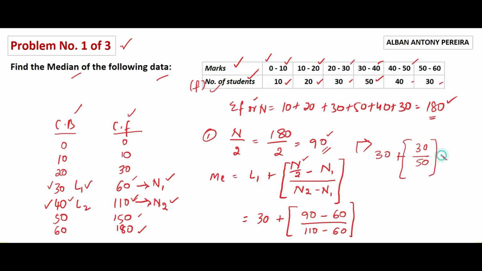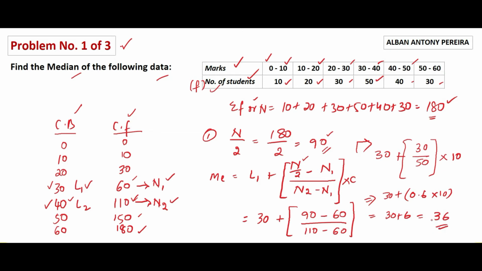Okay, into there is something which I missed to write in the formula, into C. So here C is nothing but the class length, 0 to 10. So start counting from 0 to 10. It is 10. So class length here is 10. Okay, 30 plus big bracket open 30 divided by 50 into 10. So when you divide 30 by 50, you get 0.6, into 10, plus 30. And your answer will be 30 plus 6, that is equal to 36.